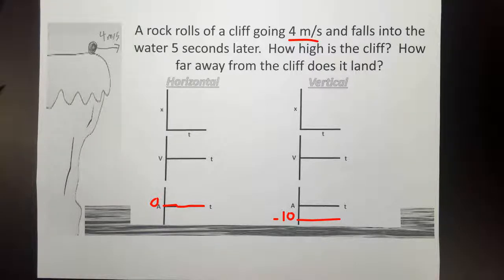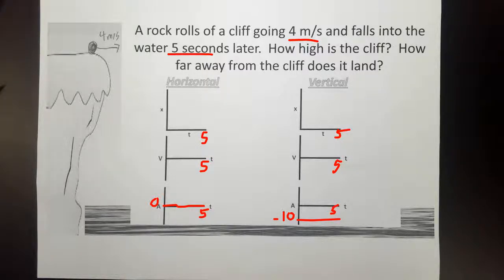The other thing we know here is that the rock was in the air 5 seconds before it hit the water. So everywhere there's a time axis, and that's pretty much all of these, we're going to put a 5. So 5 goes there, 5 goes there, 5 goes there, 5 goes there, and 5 goes there. But then when we get to this one, you still have a 5. So at 5 seconds, it was in the air.